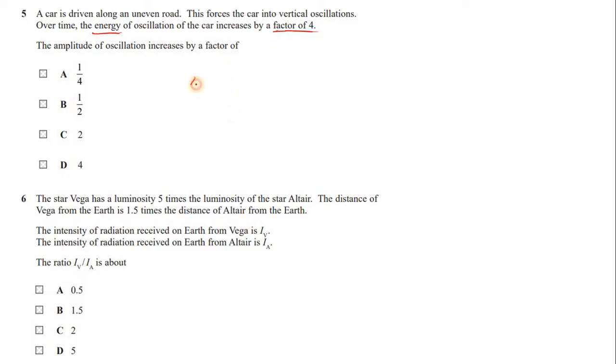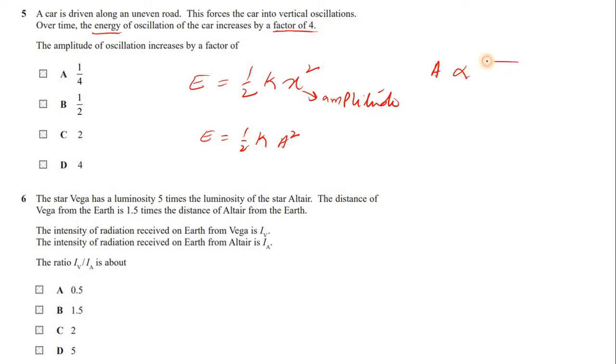Remember, the energy E is half of k x squared, where x is basically the oscillation amplitude. So for total energy, this x is nothing but the amplitude. So you can rewrite this equation: E is equal to half of k times amplitude squared. So basically energy depends on the square of the amplitude, or amplitude depends upon the square root of the energy, and energy increased by a factor of 4. So the square root of 4 is 2. So amplitude is increased by a factor of 2. So the option is C.